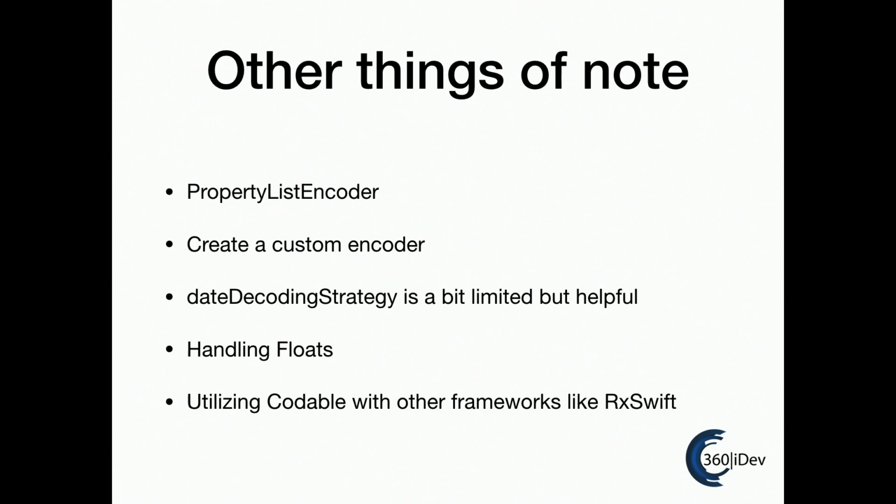There are also a lot of resources out there for handling floats. If you're not aware, that could be an issue if JSON returns like not a number or infinity. So how to work with that, there's a lot of resources that delve into that. I did not touch on utilizing Codable with other frameworks like RxSwift. I'd be happy to talk about that after, or if you've got questions later. For the last year, we've been using Codable along with RxSwift and Moya. So that's where a lot of my experience is using it.